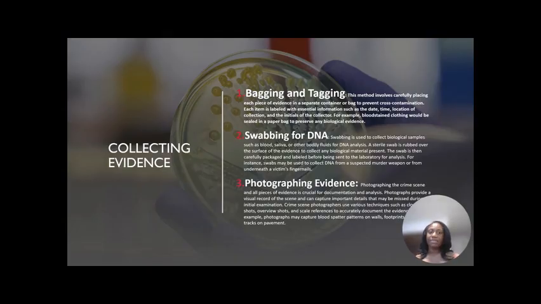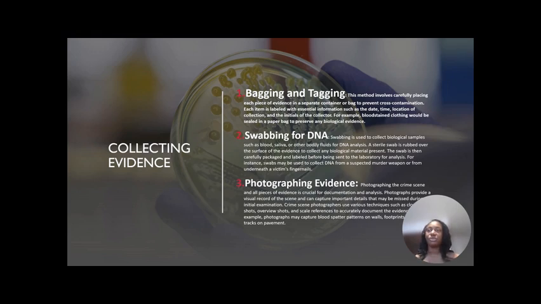So collecting evidence is also very important because it preserves the evidence, because evidence is needed. Once we find who our perpetrator is, we need to be able to take this evidence to court with us. So bagging and tagging evidence: at every crime scene, you bag every piece of evidence and tag it. So you have to number each piece of evidence.